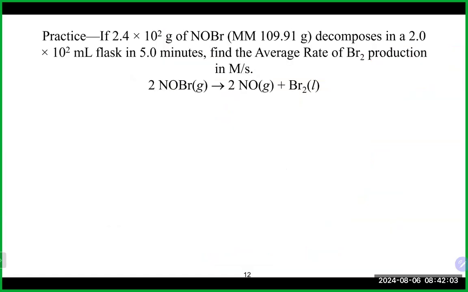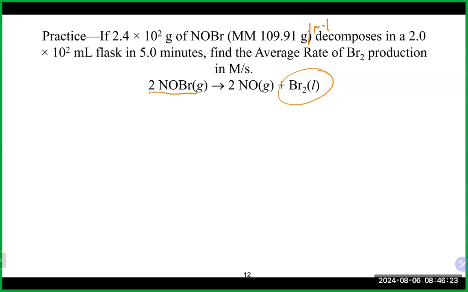So why don't you try one here? If 2.4 times 10 to the 2 grams of NOBr, which has a molar mass of 109.91 grams per mole, decomposes in a 2 times 10 to the 2 milliliter flask in 5 minutes, what is the average rate of Br2 production in molar per second? So again, here we have information about that one, but we want to end up there. So see what you come up with. So let's take a look.